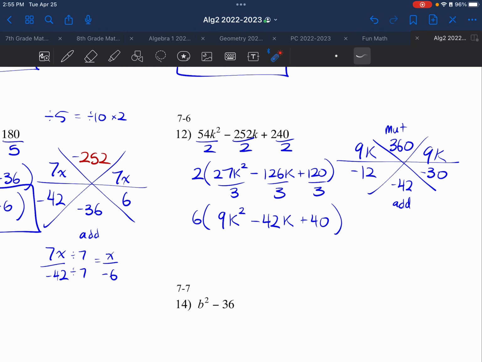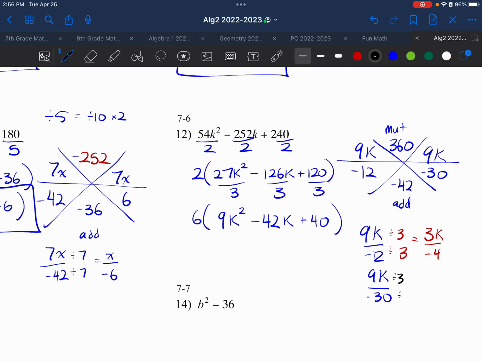If I had the fraction 9k over negative 12, I would divide the top and bottom by 3, and I would get 3k over negative 4. What if I had the fraction 9k over negative 30? Again, I would divide the top and bottom by 3, and I get 3k over negative 10. And I think I'm ready.